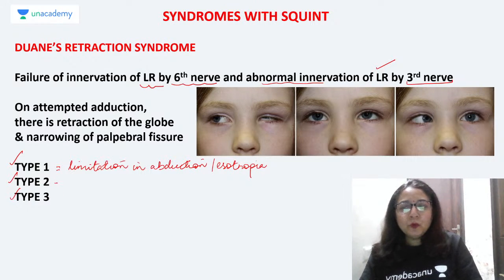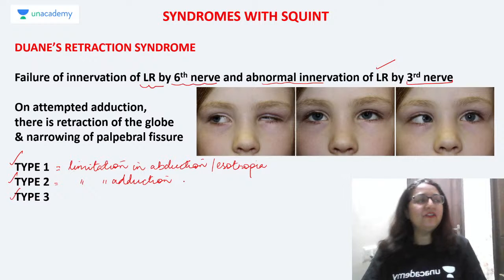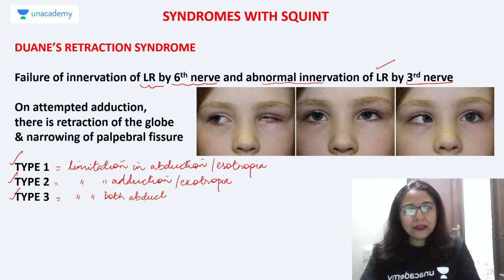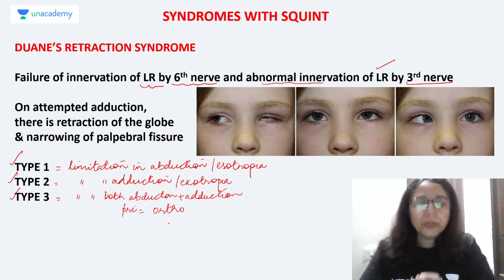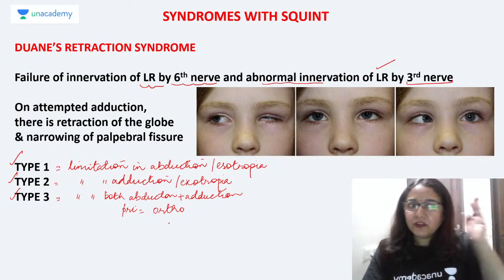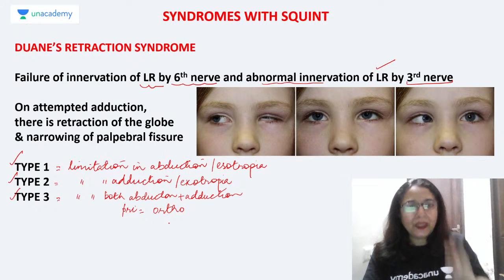In type 2, there is limitation in adduction, that is inward movement of the eye, and in the primary gaze the eye will be in exotropia. The third clinical type is one in which there is limitation of both abduction as well as adduction in the affected eye, and in primary gaze the eye is ortho, it is straight. Out of these three types, type 1 is the commonest, in which there is limitation of abduction and the eye is in esotropia, as we are seeing in this.